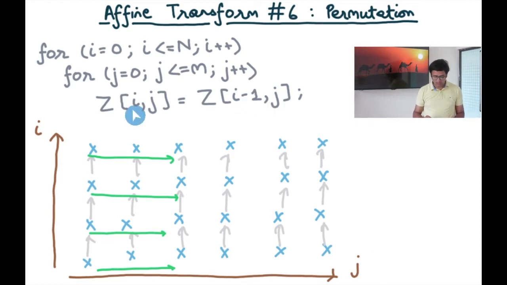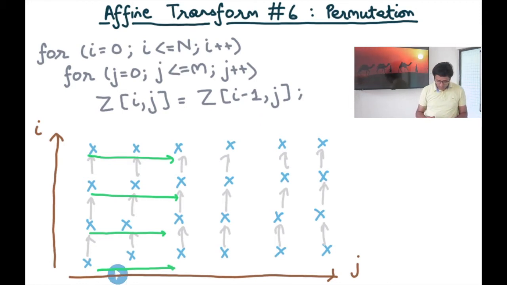Notice that in this example, we are accessing a two-dimensional array indexed by two indices, i comma j in this case, and i minus 1 comma j in this case. So you can see that it's not the innermost dimension which has a dependency. It's the outer dimension which has a dependency. Within the statement, there's a dependency from the (i, j)th iteration to the (i-1, j)th iteration, because in the (i-1, j)th iteration, z[i-1][j] would be written, and in the (i, j)th iteration, z[i-1][j] would be read.